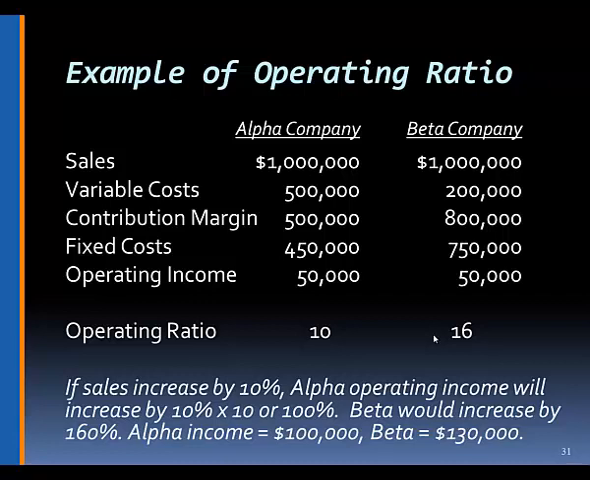Now, there will be a time out there where Beta will have to add more fixed costs, and Alpha will have to add more fixed costs. And when that happens, it's going to change the mix of the fixed and variable costs and change the operating ratio. As a firm matures, they have a tendency to add fixed costs as a greater percentage of their total costs. They do this because they know they can spread the fixed costs over more units and drop the average total cost per unit, as we saw in an earlier slide.